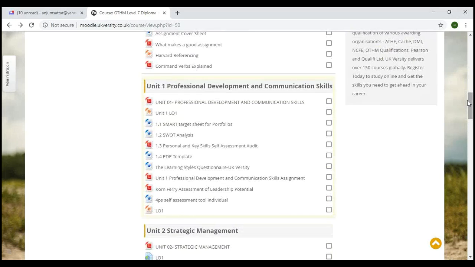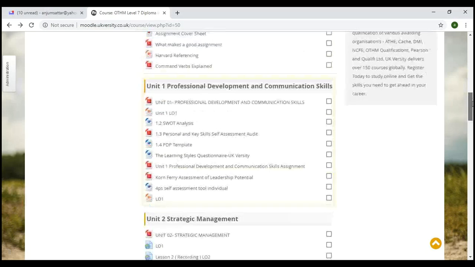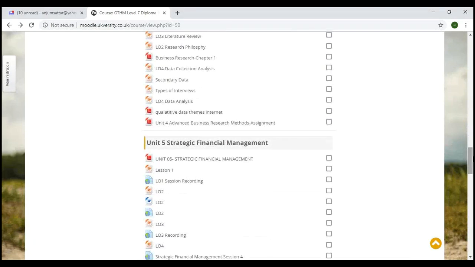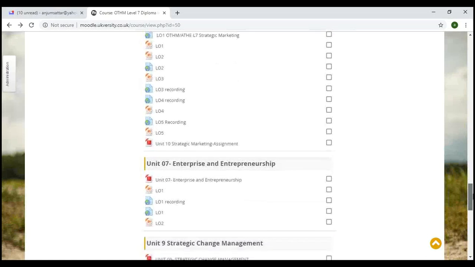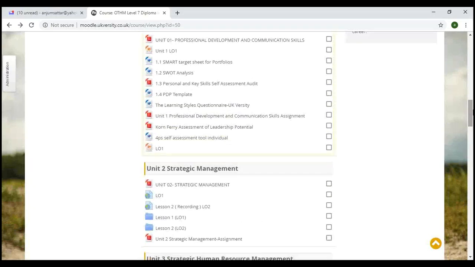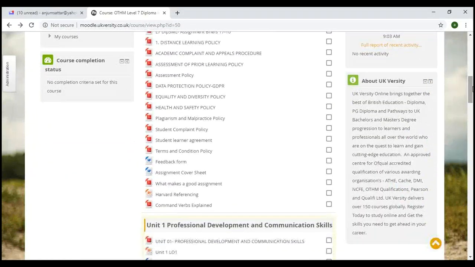Okay, so maybe we'll go through. Between these two, we'll pick the unit. So how many units in total have we done? We've done strategic management, financial management, change management, global marketing. So I think 1, 2, 3, 4, if I'm right. And advanced business research, advanced research, so 1, 2, 3, 4, 5.